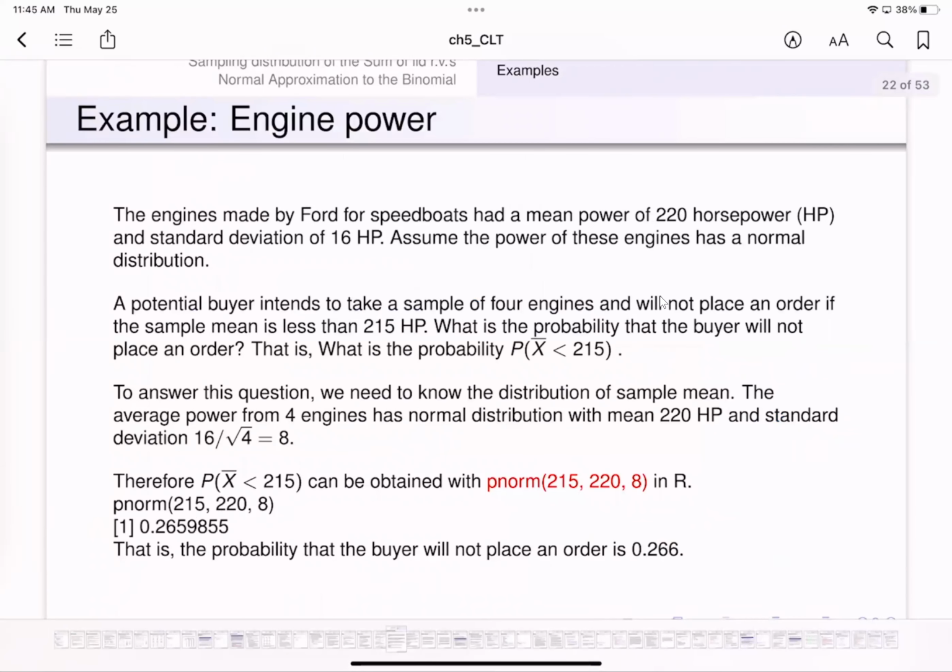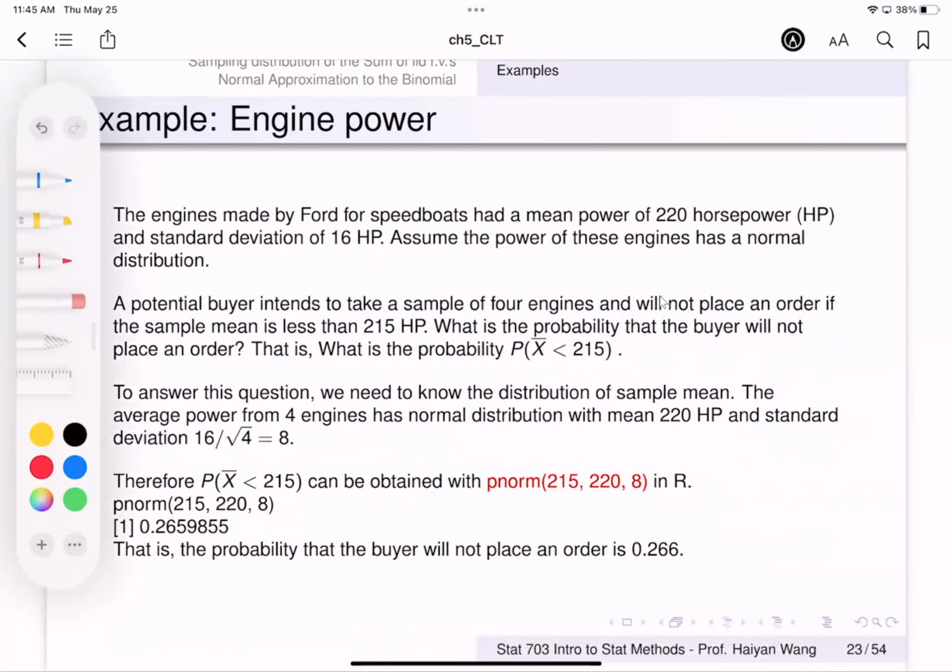The next example is about the engine power. We are looking at the speedboats made by Ford, and the mean power is 220, and the standard deviation is 16. Assume we have a normal distribution. So this is giving us the population. Here mu is equal to 220, and here is the standard deviation, sigma, 16. And we have this normal distribution, that's the population.